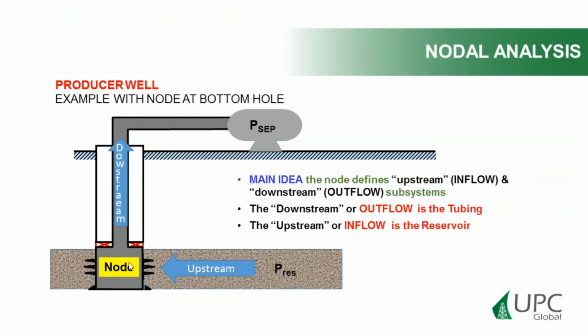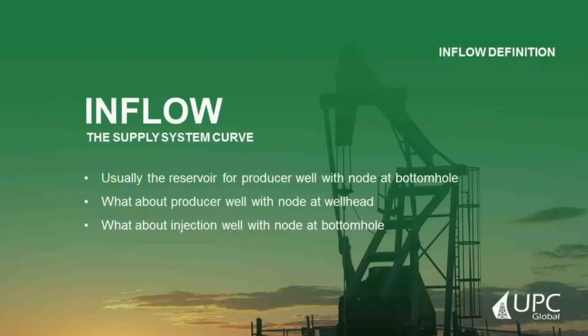So when the node is at the bottom, the downstream, or outflow, is the tubing, and the upstream is the reservoir. It's very useful for the purpose of dividing the system in reservoir and production system. But inflow is, as I told you, much more than that idea.